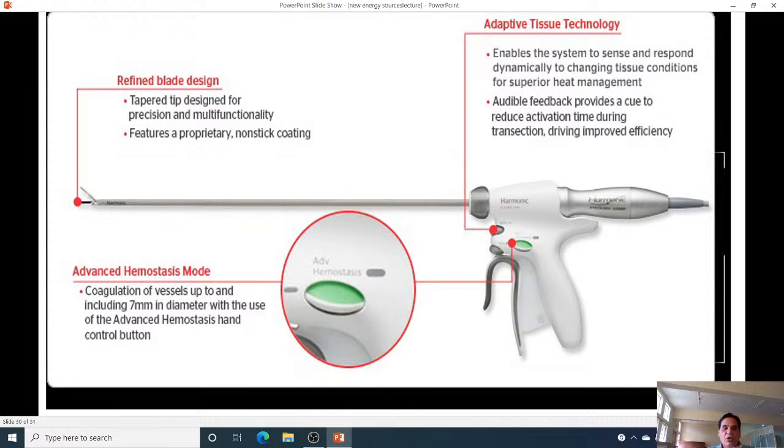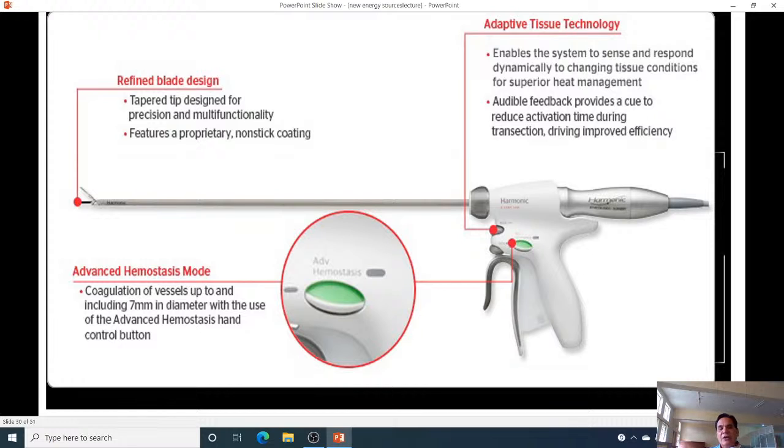Advanced hemostatic mode. And remember, this can seal up to 7 millimeter diameter with the help of the harmonic scalpel. Now the advanced system has come. You can read that coagulation of vessels up to and including 7 millimeter diameter is possible with the advanced hemostasis hand control button. This is the latest addition to the harmonic scalpel, where a separate green button will ligate or coagulate vessels up to 7 millimeter.